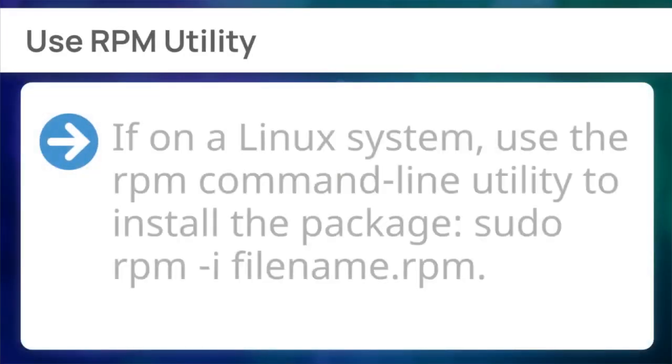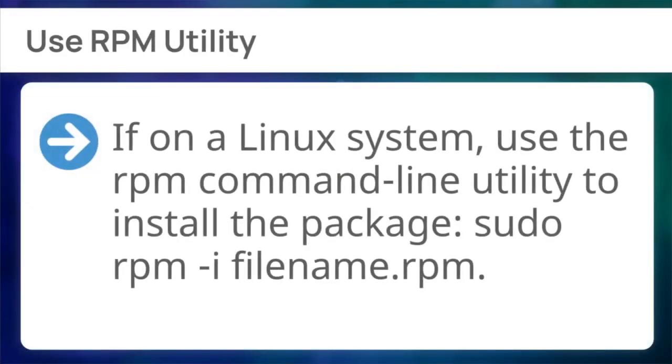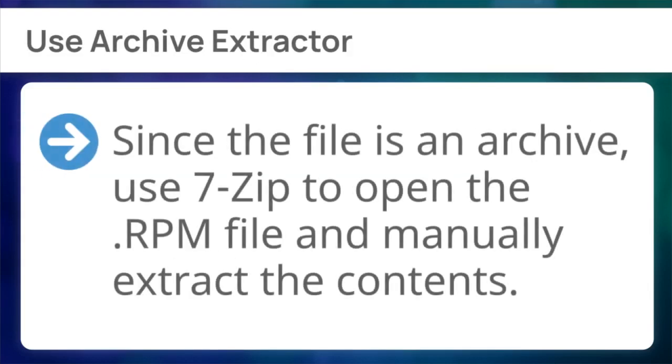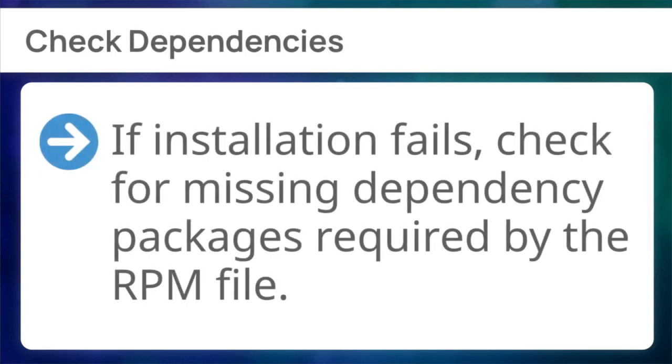First, use the RPM utility. If on a Linux system, use the RPM command line utility to install the package: sudo rpm -i filename.rpm. Next, use an archive extractor. Since the file is an archive, use 7-Zip to open the RPM file and manually extract the contents. Finally, check dependencies. If installation fails, check for missing dependency packages required by the RPM file.